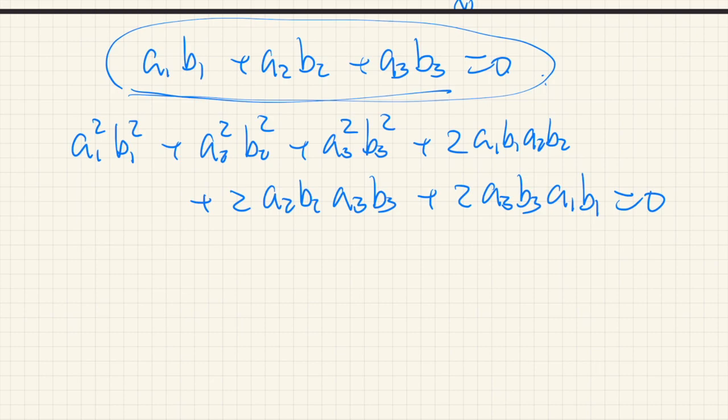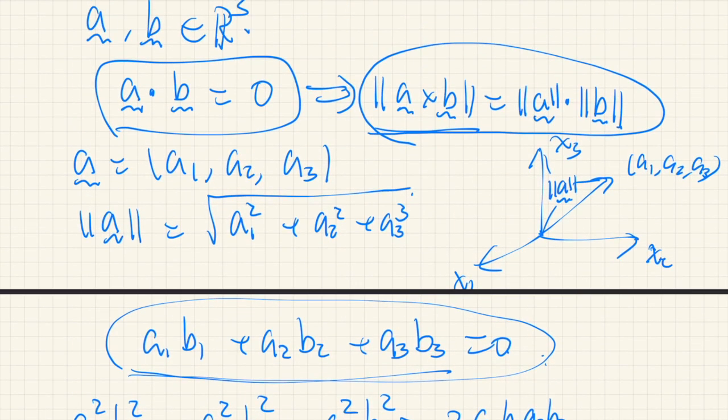From this equation, A1 B1 squared plus A2 B2 squared plus A3 B3 squared is equal to negative 2 times each of these cross terms. Now, let's calculate the norm. For the sake of simplicity, we calculate the norm squared instead of the norm, so we can get rid of the square root.